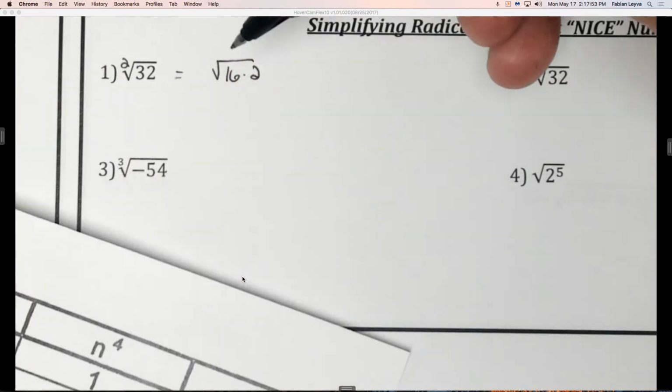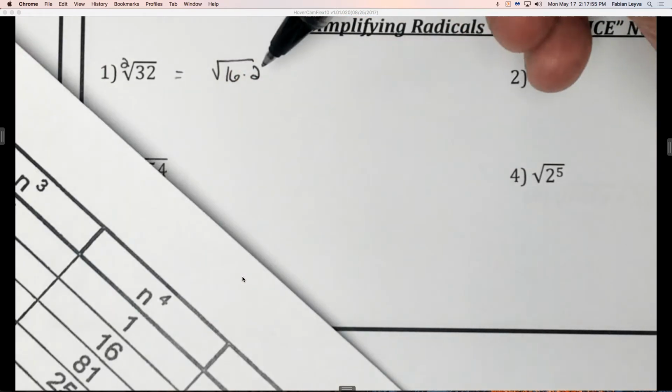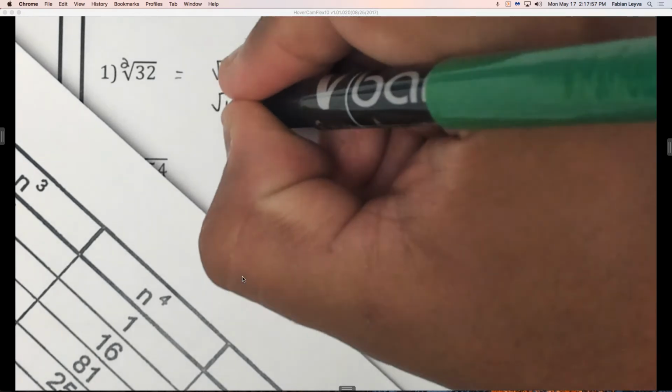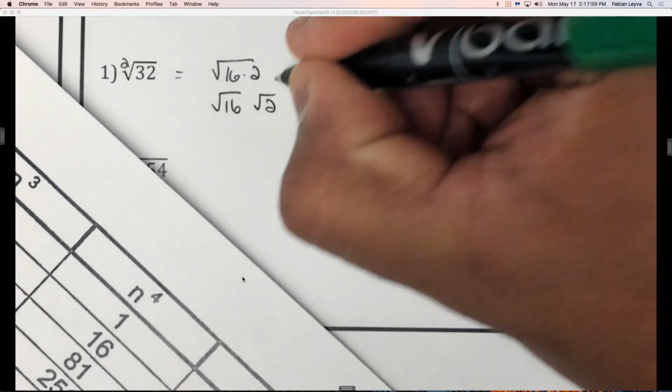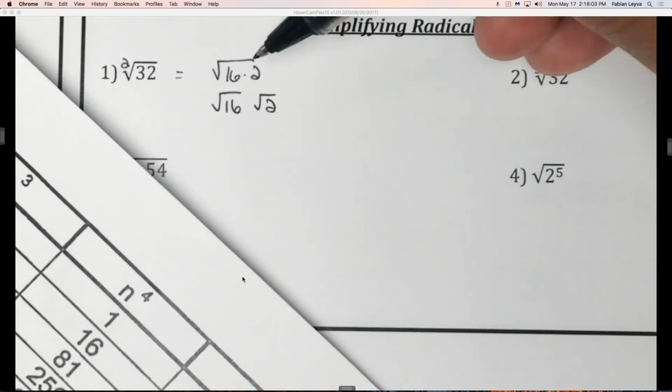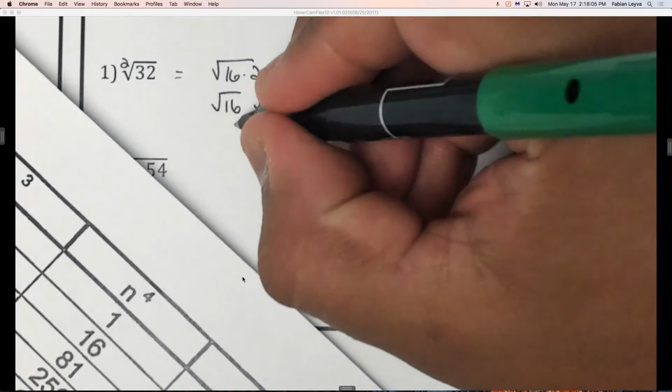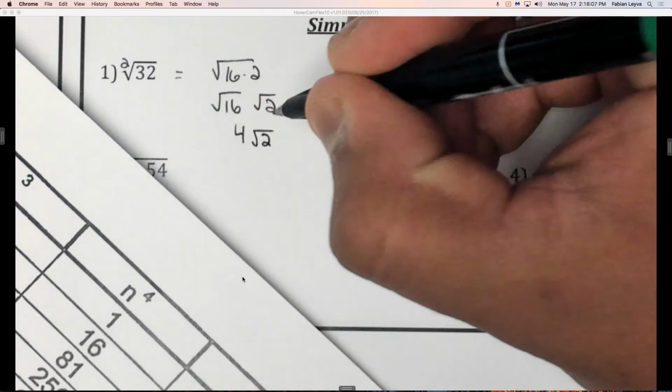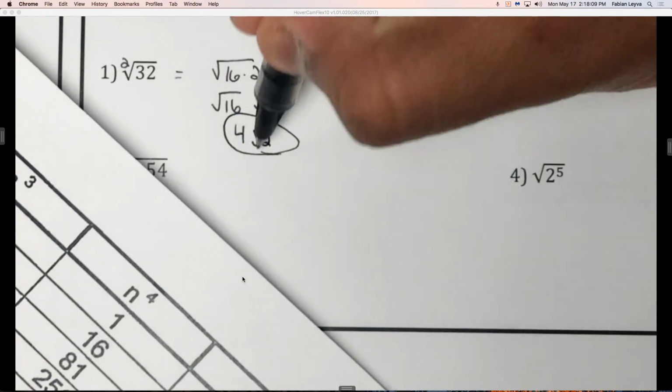Now remember the property that if you're taking the radical of two products, you could actually take the radical of both of those products, or those factors, right away. And what is the square root of 16? 4. Now can you take the square root of 2? No, so that means that this here is your final most simplified form.